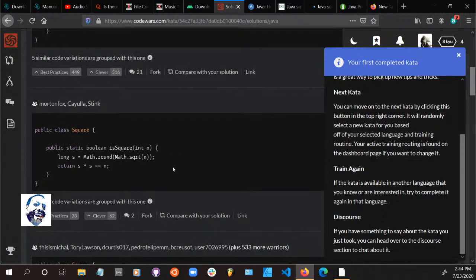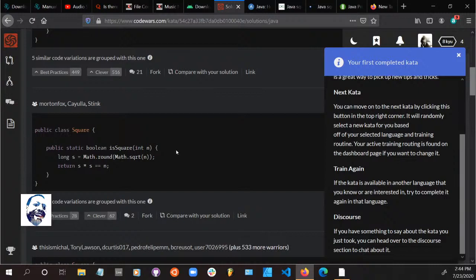Okay, now let's look at these people's stuff. Boolean is square. Now I was, okay, never mind. Okay, he's got long s equals Math.round, Math.sqrt(n). Return s times s equals n.